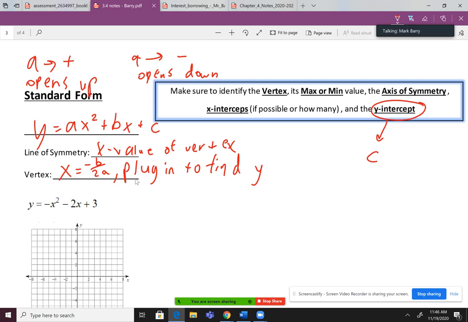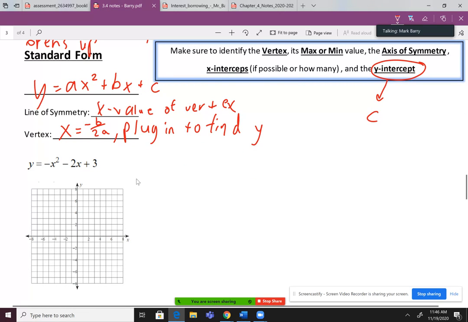All right, so let's go for it here. Let's start off on this one. I'm going to label my A, B, and C. My A here is actually -1. That's kind of the tricky part here. A is -1, B is -2, C is +3 on this question, okay? So if you have no number in front of your x squared, that's either +1 if it's positive or -1 if it's negative.